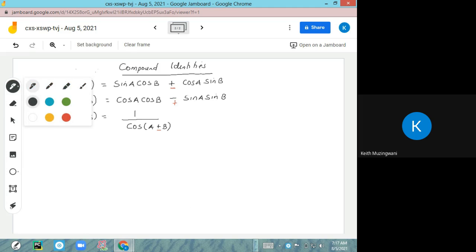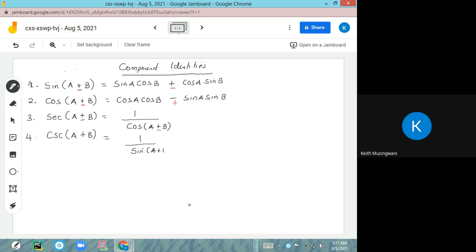And then 4, if I do cosec A plus B, it's just going to be 1 over sine A plus B. This means that if there's a minus, use the minus.